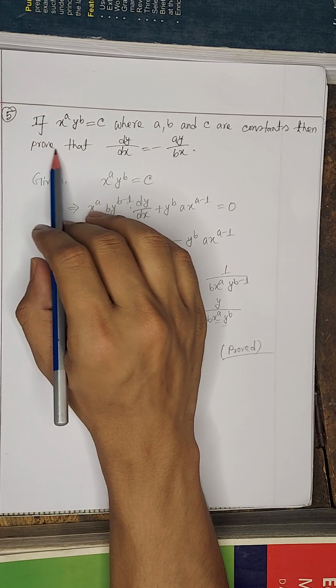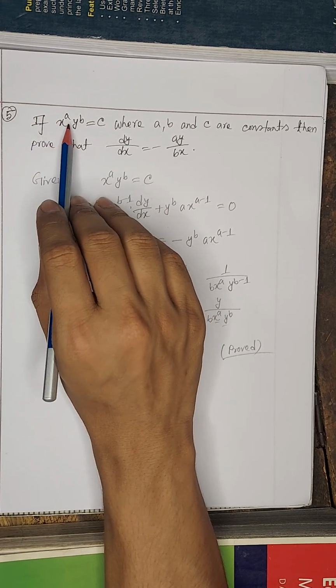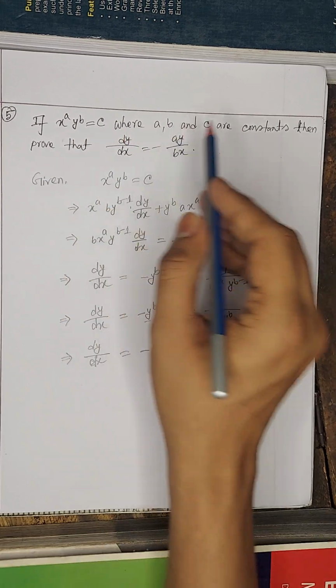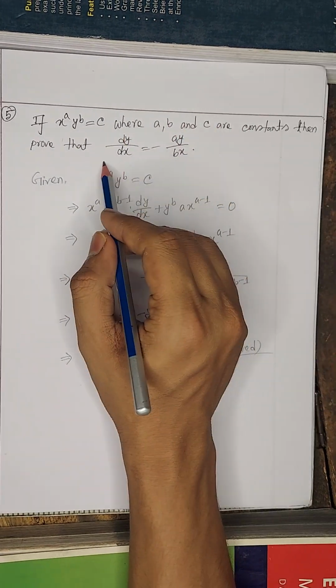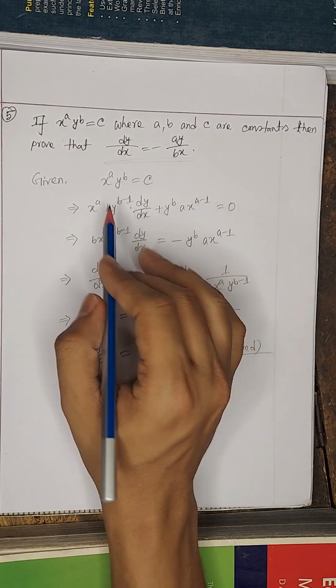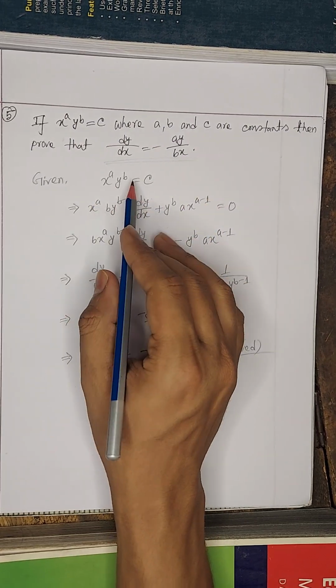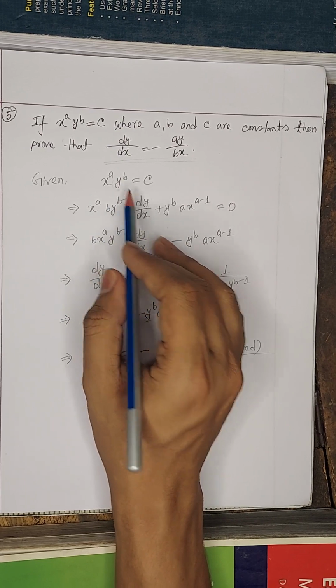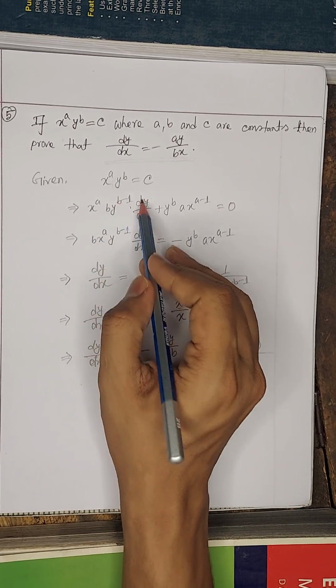Now for the last problem, we are given that x to the power a and y to the power b is equal to c, where a, b, c are constants. Then we have to prove this, right? From the given expression, differentiating both sides, we get x to the power a, and this term will be b y to the power b minus 1, and again we differentiate y, dy/dx.